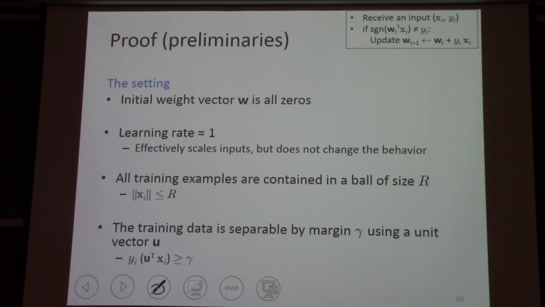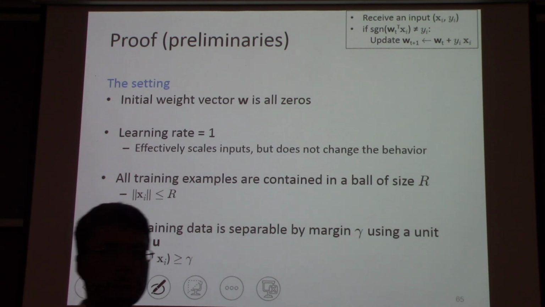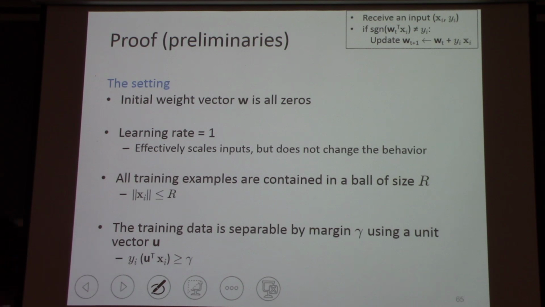We are going to work in a setting where the initial weight vector is 0. Let's also assume that the initial learning rate is r. We've spoken about it, so I'm not going to talk about it too much. All the examples are contained in a ball of size r, which simply means that for all xi, the norm of xi is less than or equal to r. And we just spoke about the margin.